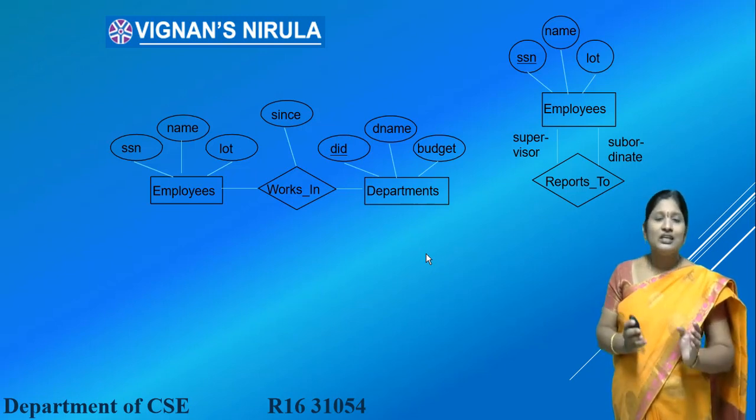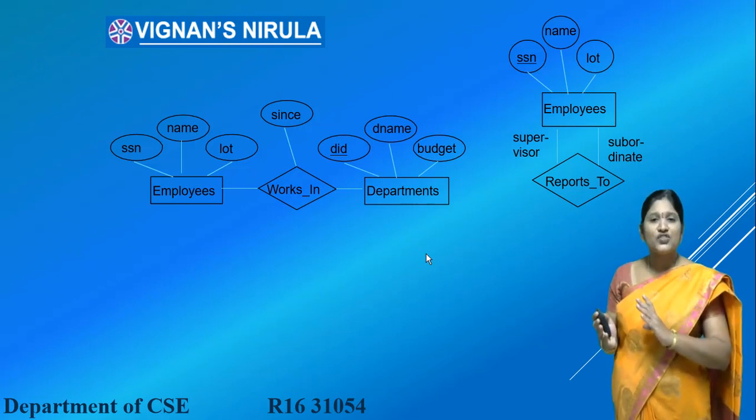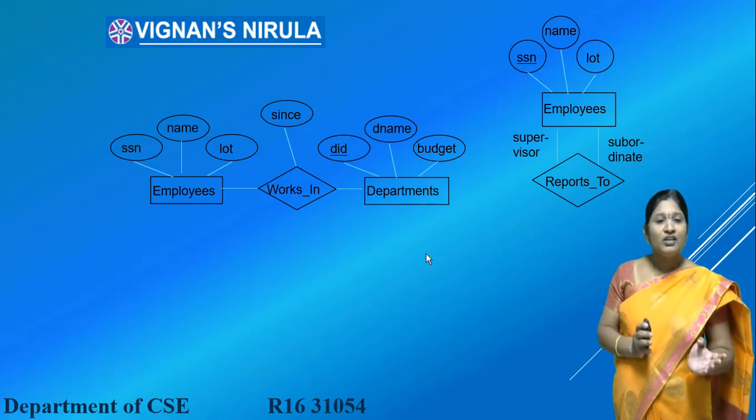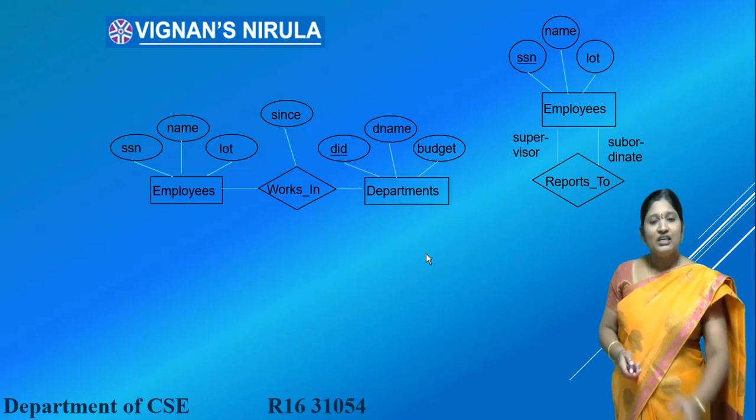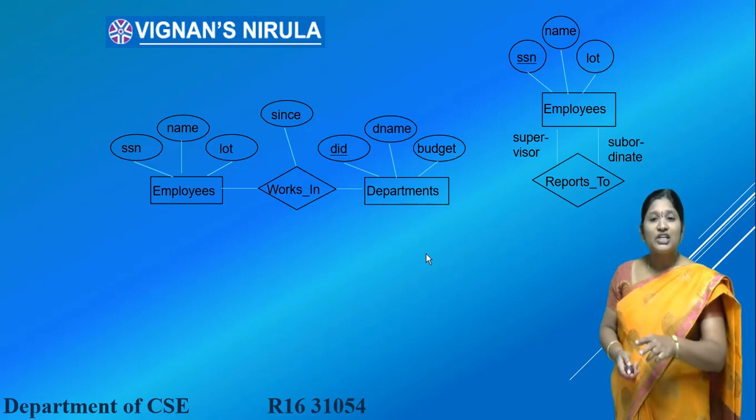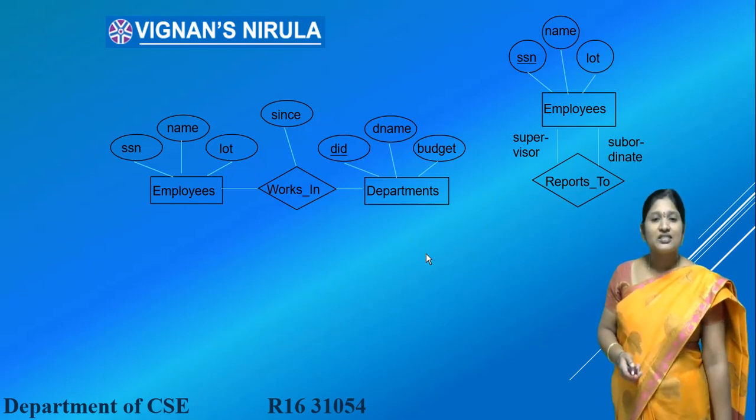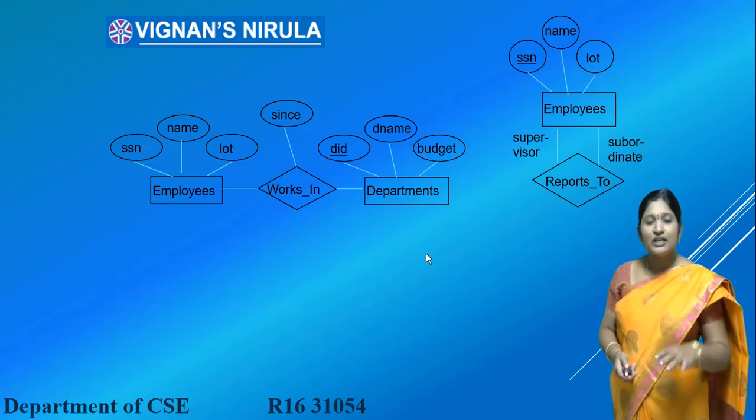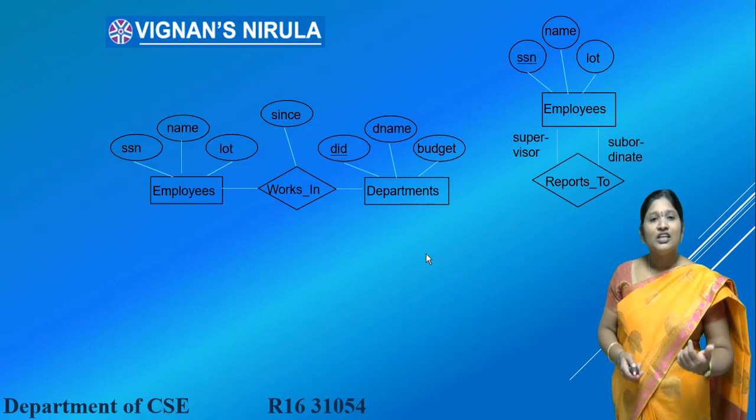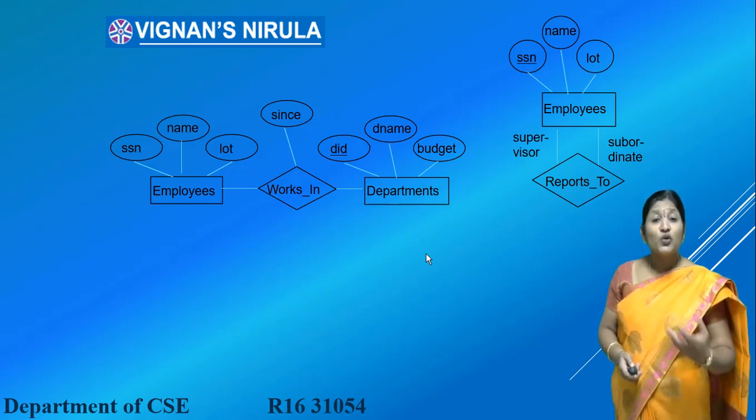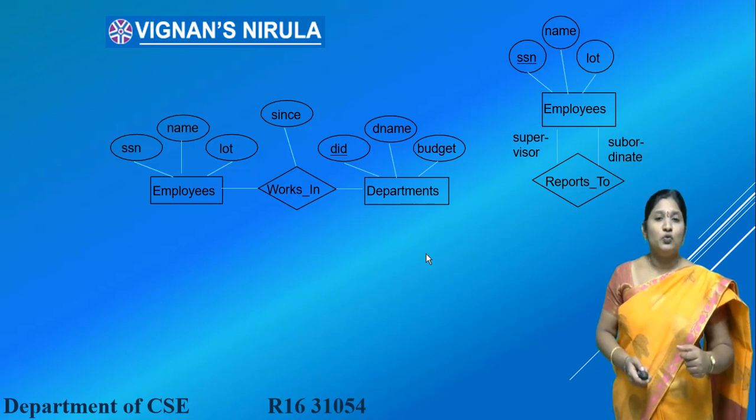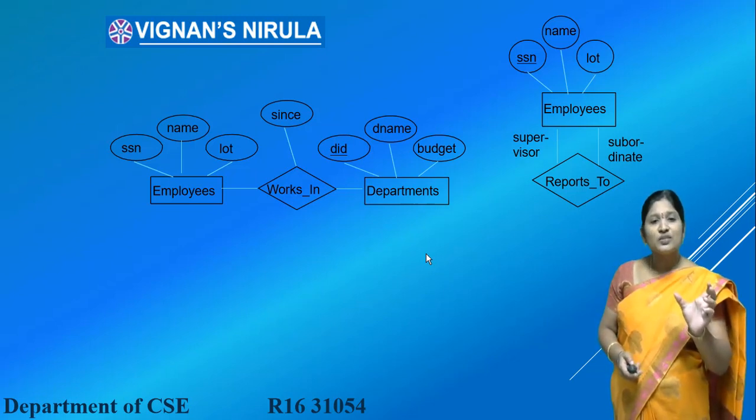So here, see what kind of relationship exists between employees and departments. An employee is working in a particular department since some period of time. E1 is working in D1 since 1980. E2 is working in D3 since 1950. Likewise, the database has been given to you. So, what is the kind of relationship?